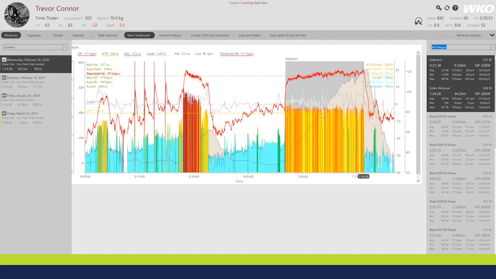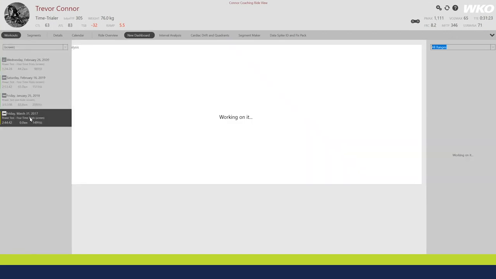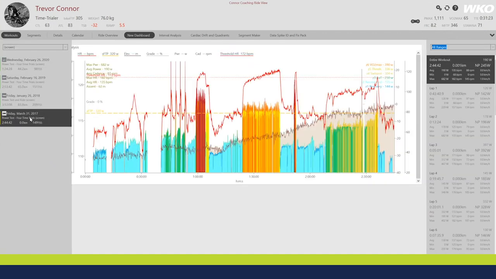I would not put that in as my threshold power. In this case, I would go, this is a pretty good test. As I was saying before, it's pretty steady, so this is where I might multiply it by 0.95. Knowing myself as a pure time trialist, I might actually go a little bit higher than that. But for me, I would look at this and go, my threshold power is probably about 315 here.